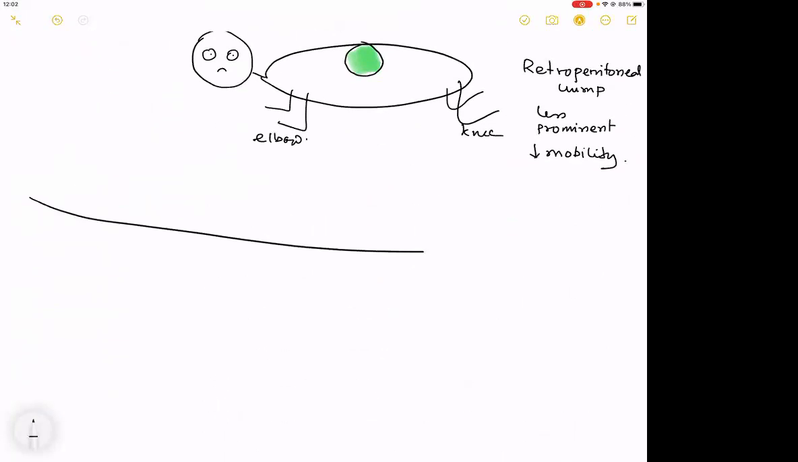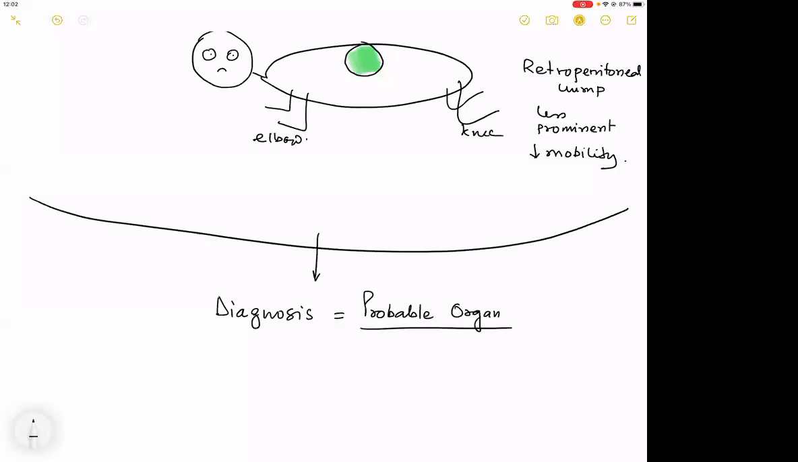Now, how to make a diagnosis then? Very simple. The diagnosis is based on the probable organ of concern. What is the probable organ of concern?